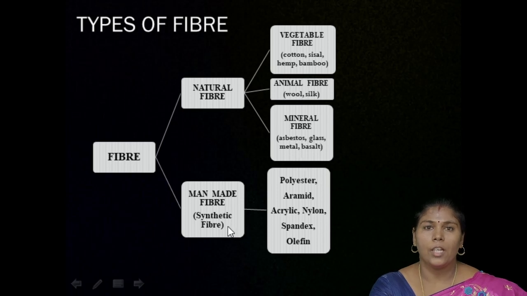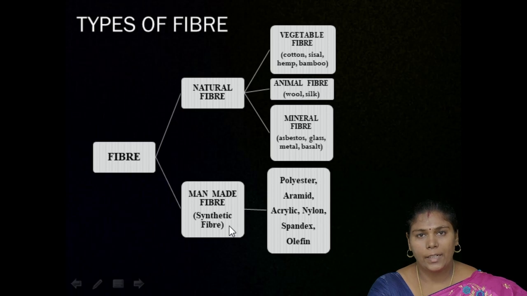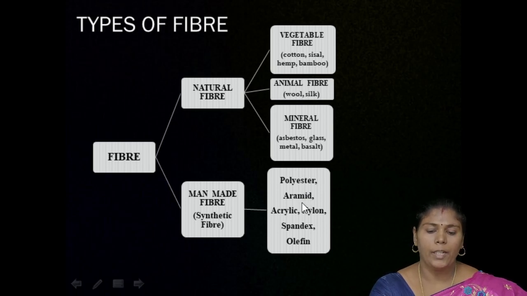Man-made fibers. The name itself denotes it is made by man by using various chemicals. Man-made fibers are also known as synthetic fibers. Man-made fibers can be made by using only synthetics or in combination with natural fibers. Some examples of man-made fibers are polyester, aramid, acrylic, nylon, spandex and olefin.